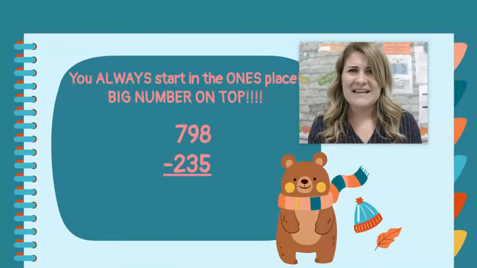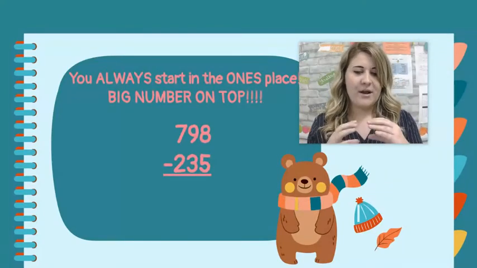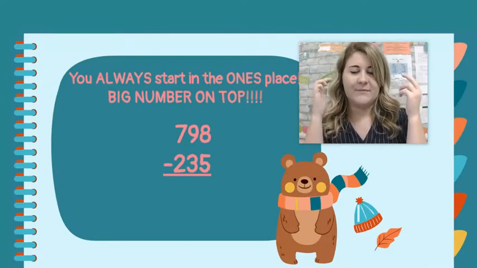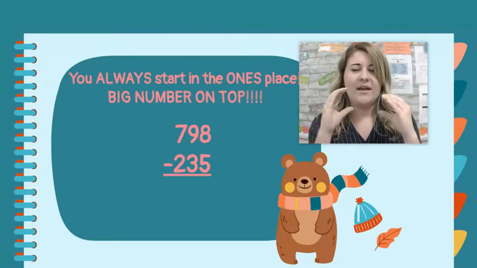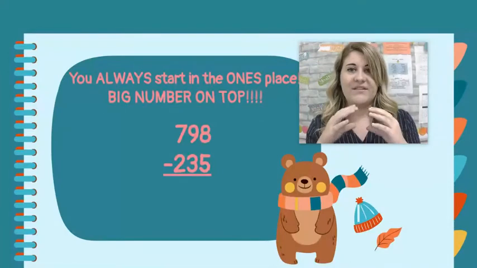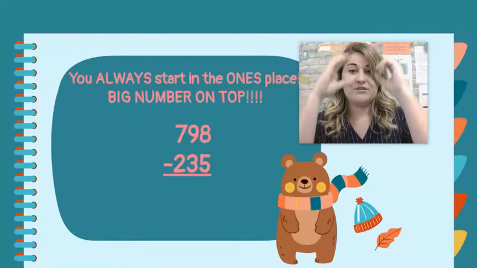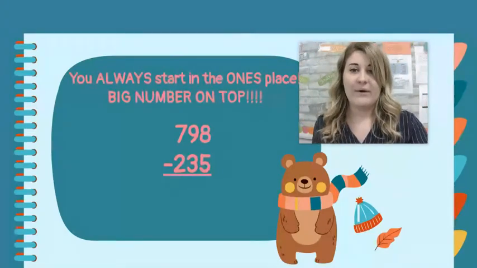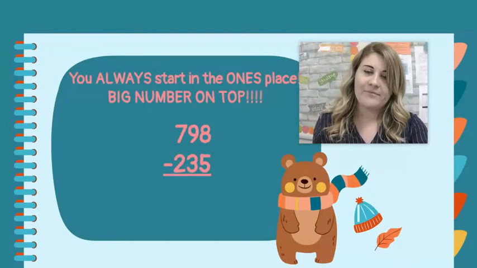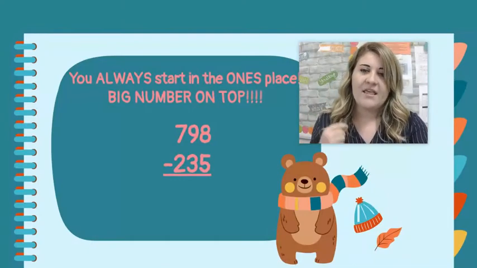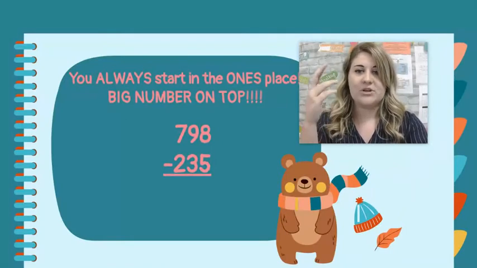Even if it comes last in the word problem, you always find the bigger number and put it on top. That is something you've got to lock in your brain. Big number on top. Okay, so I put 798 on top because it's bigger than 235. Now, let's go ahead and subtract. This problem does not have regrouping, okay? This is just a straight up subtraction problem. When there's more on top, no need to stop.